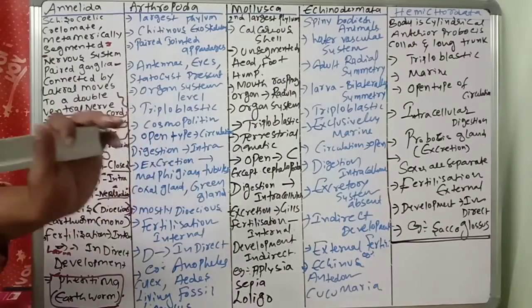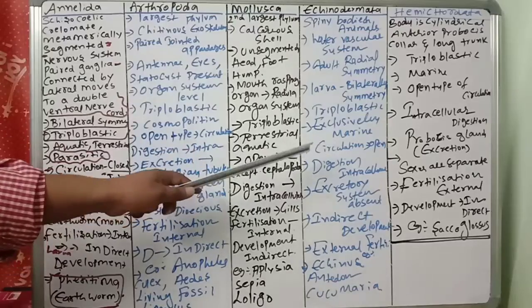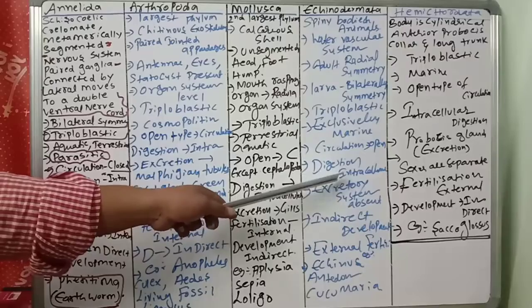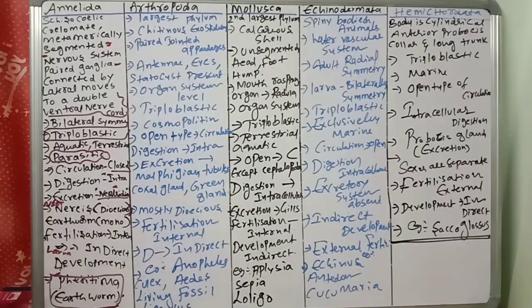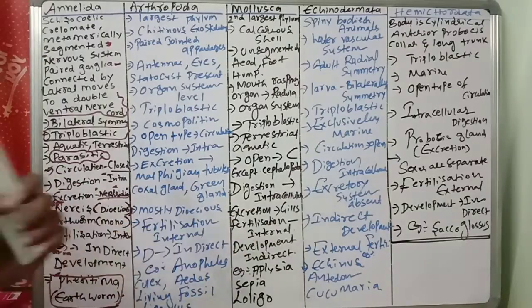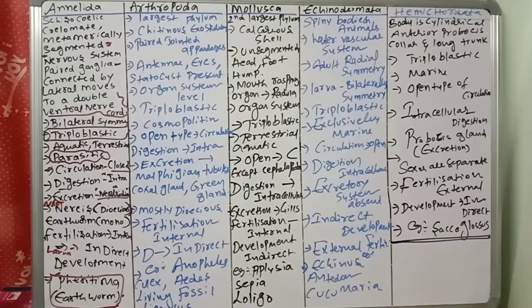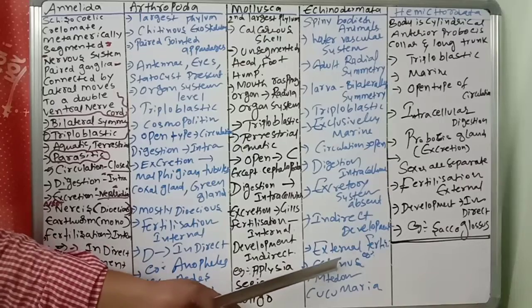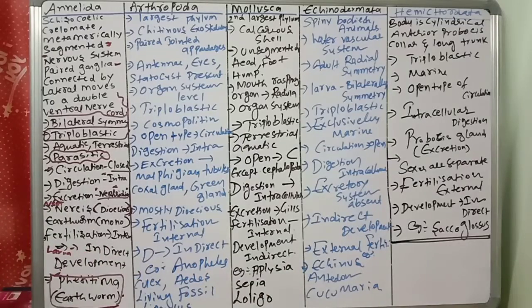They are triploblastic. They are exclusively marine. The circulation system is open type. Digestion is intracellular. Excretory system is absent. Indirect development, which means a larval form is there. External fertilization takes place, meaning male and female gametes join outside of the body. Examples are Echinus, Antedon, Cucumaria.